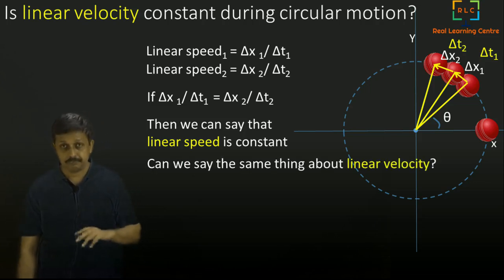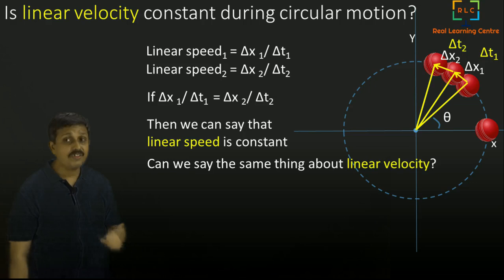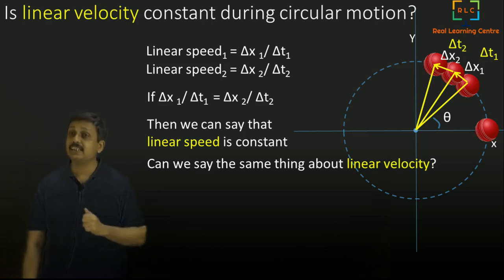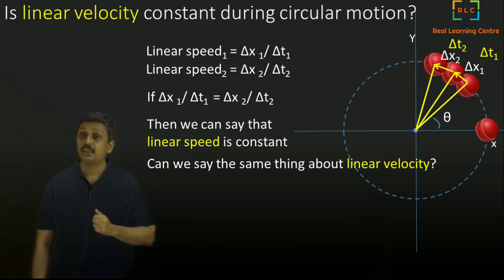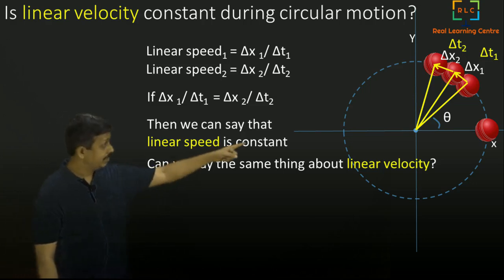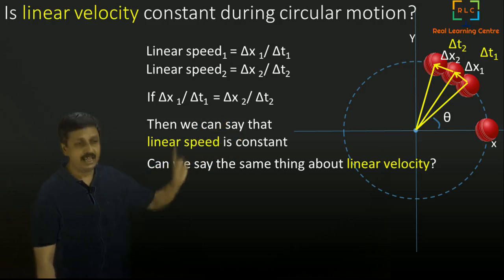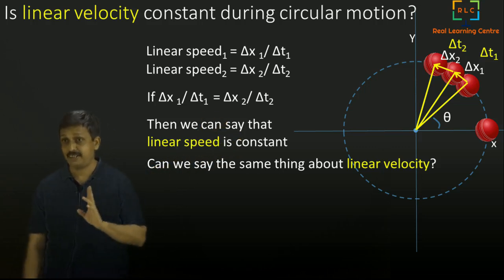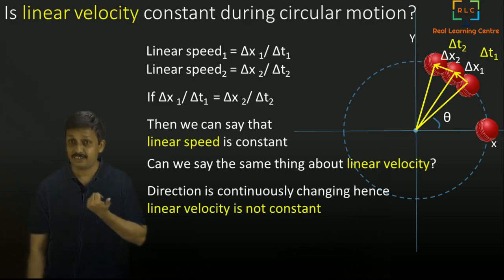However, can we say the same thing about linear velocity? You can very clearly see in the linear velocity scenario, the angle of delta x1 and delta x2, they are not in the same direction. They are slightly different directions.